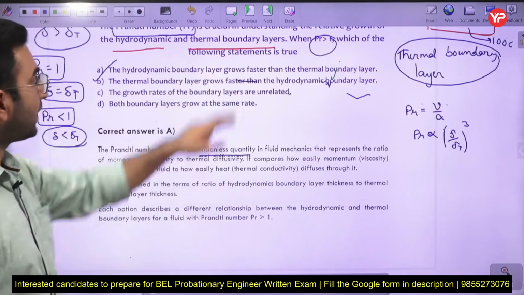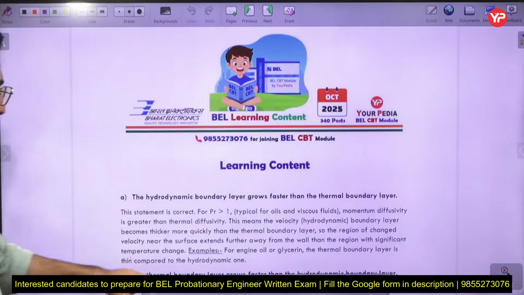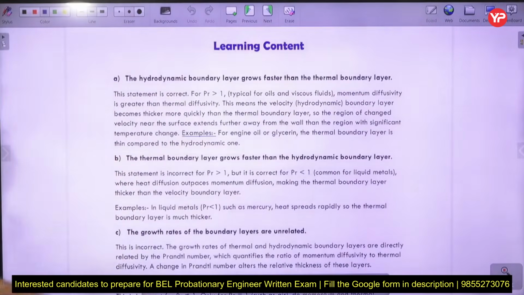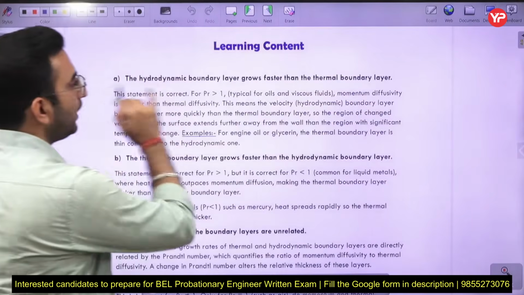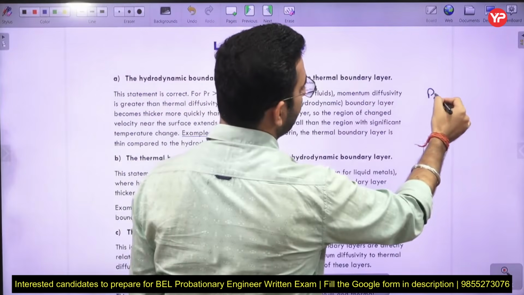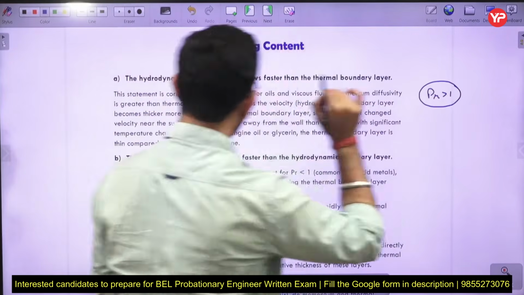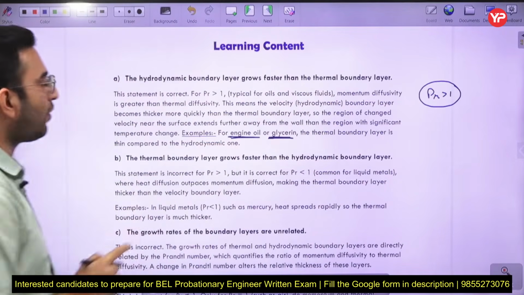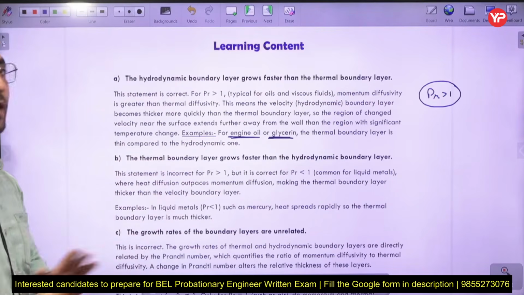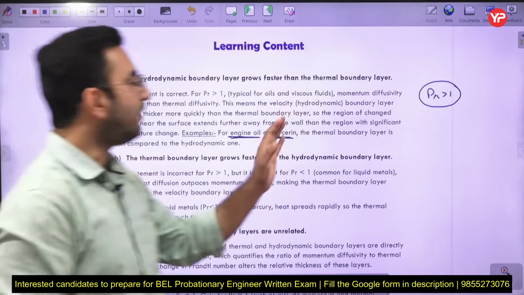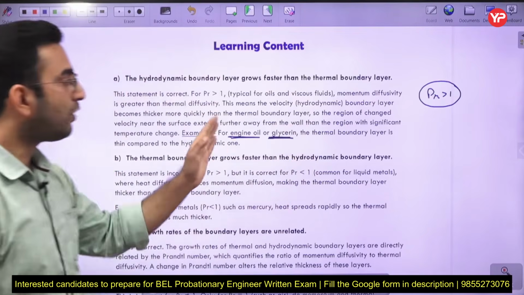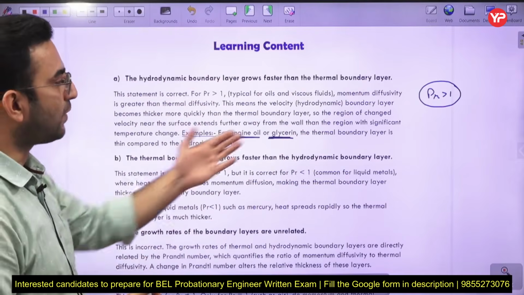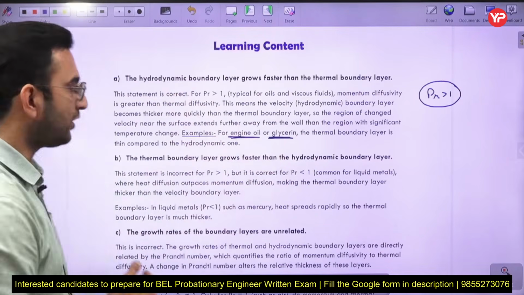So the next part, similarly, this is the explanation for all the parts here. You can see, in the case of a Prandtl number greater than 1, what is a practical example here? The practical example is engine oil or glycerine. The thermal boundary layer is thin compared to the hydrodynamic boundary layer. Why? Because the kinematic viscosity of engine oil or glycerine is more than the thermal diffusivity here, due to which the thermal boundary layer is going to have a smaller thickness.